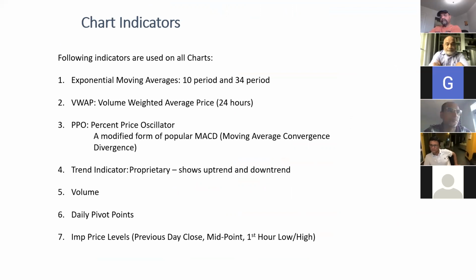Shorting is selling. No, it's not just selling. Shorting is selling while you don't own the stock. In other words, it's borrowing. So you borrow a stock from your broker, you sell it in the market, and when you close the position, you buy it back. So the concept is clear to everyone? Yeah.